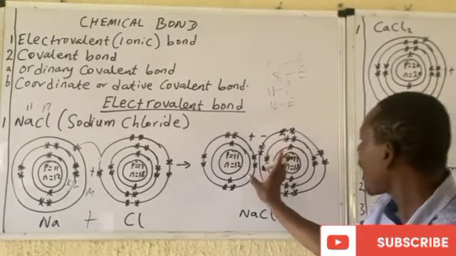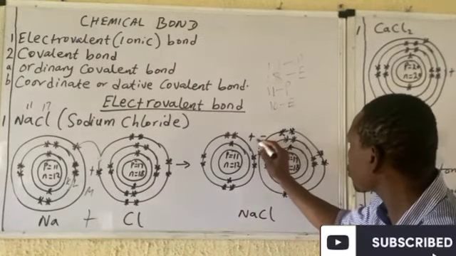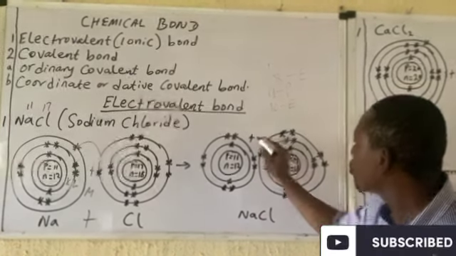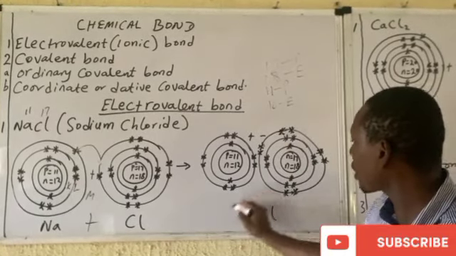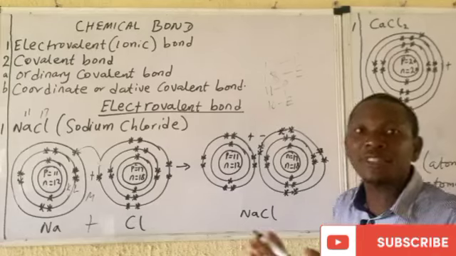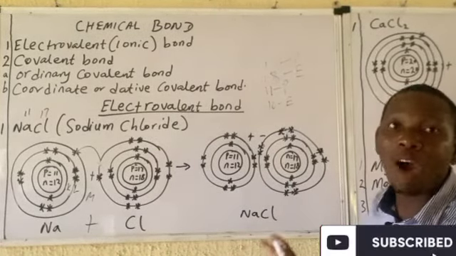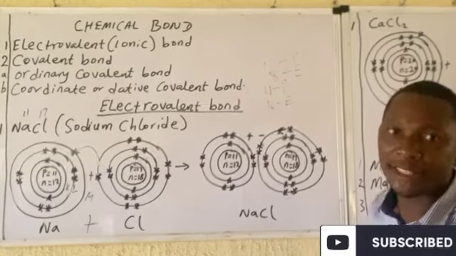So this compound, sodium chloride, is being held together by this force of attraction between the positive and negative charge. That is what actually holds this compound together. So this is a classic, very simple example of an electrovalent bond or ionic bond. Let's take a look at another example.